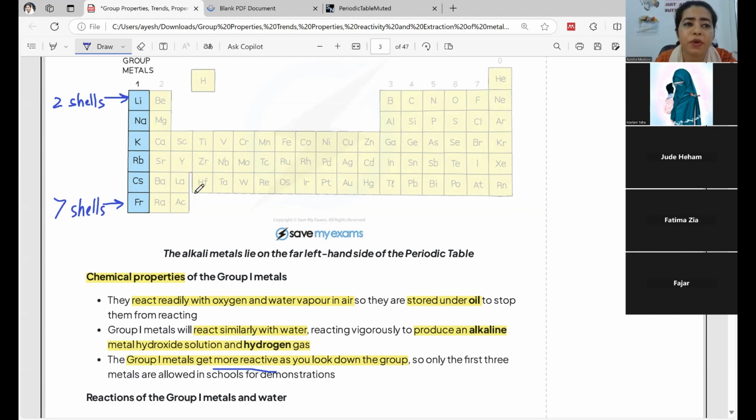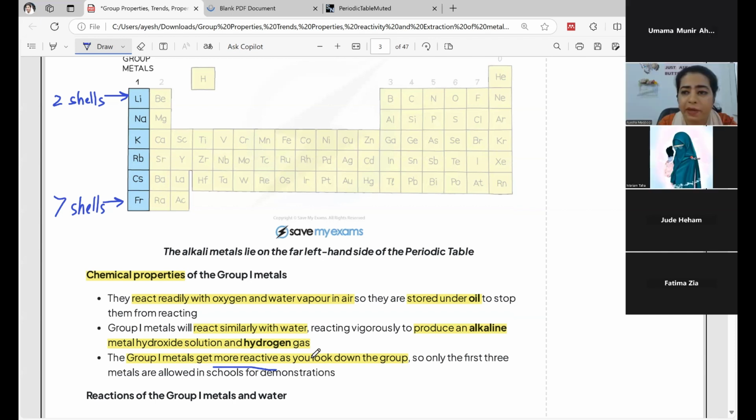And lithium has its outer shell closer to the nucleus because it has just 2 shells, because the period number tells us the shells. Period number 2 means 2 shells. So loss of an electron is hard, meaning hard to react. Loss of an electron is easy, meaning more reactive. So group 1 metals get more reactive as we go down the group. Okay, I hope now the reason is clear.